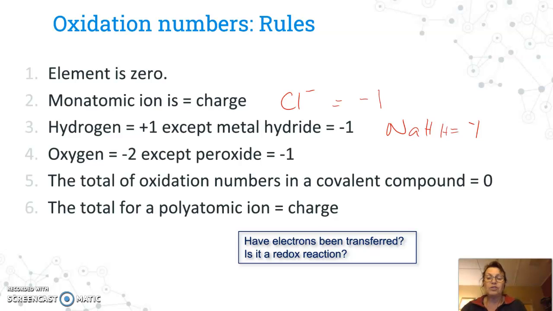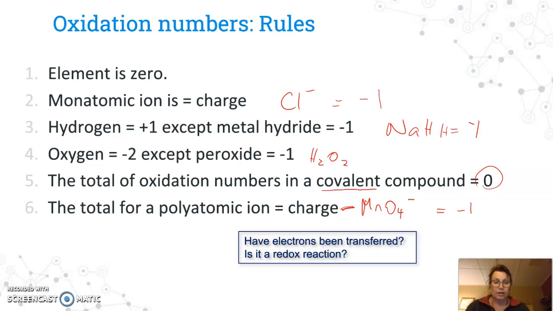In all instances, oxygen in a molecule will be -2, except for when it's in a peroxide, when my oxidation number is going to be -1. The total of oxidation numbers in a covalent compound is going to be 0. And the total for a polyatomic ion is going to be whatever charge that ion happens to be. For example, for MnO4-, the oxidation numbers will total -1.